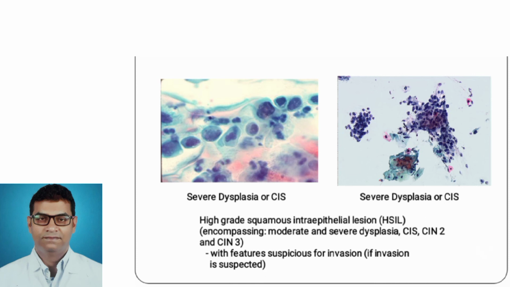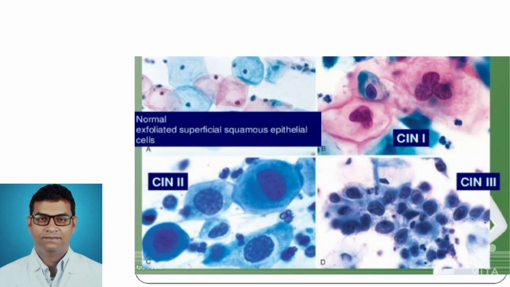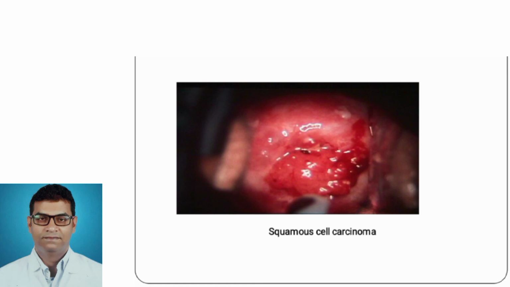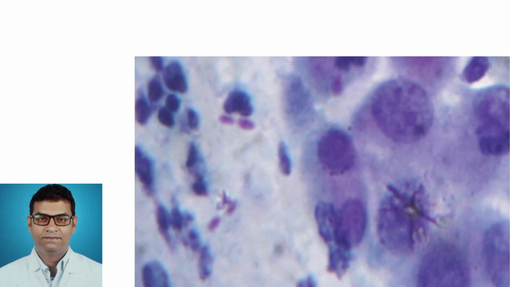Carcinoma in situ, high-grade squamous intraepithelial lesion encompassing the moderate and severe dysplasia, CIN 2 and CIN 3, with features suspicious for invasion. Normal exfoliated superficial squamous epithelial cells in the first diagram, and in the second it is CIN 1, in the third CIN 2, and in the fourth CIN 3. You can see the nuclear cytoplasmic ratio, nucleus enlarged, hyperchromatic. This is squamous cell carcinoma, and these are the mitotic figures.